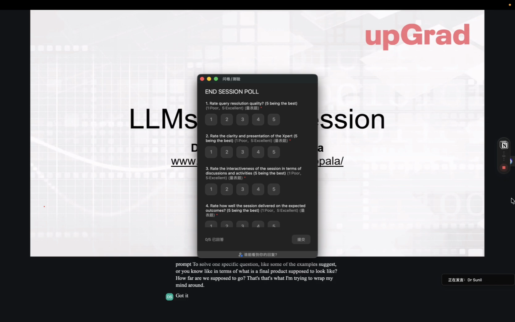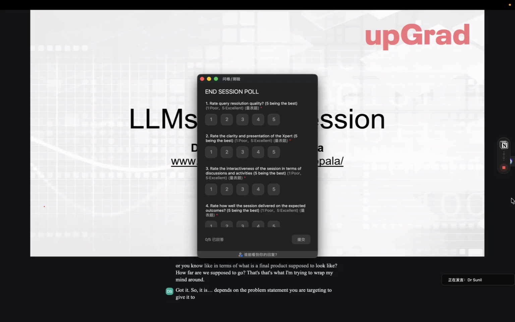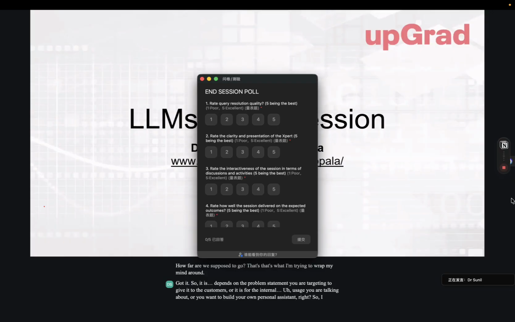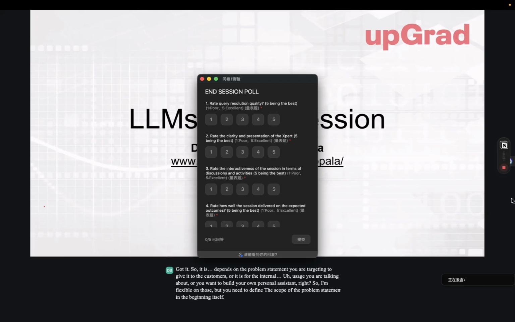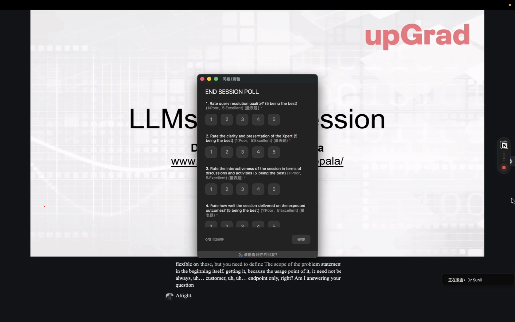Got it. So it depends on your problem statement. You are targeting to give it to the customers, or it is for internal usage, or you want to build your own personal assistant, right? I am flexible on those, but you need to define the scope of the problem statement in the beginning itself. Because the usage point of it need not always be a customer endpoint only, right? All right. Am I answering your question? Yeah. Ish.